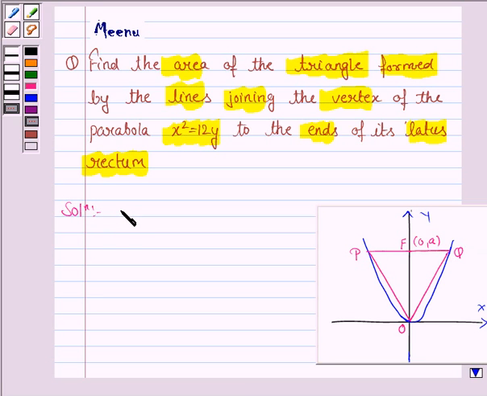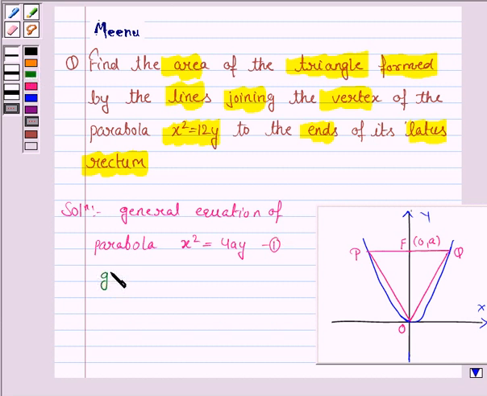We know that the general equation of parabola having symmetry of x-axis as y-axis is given by x square is equal to 4ay. Let's call this as 1.